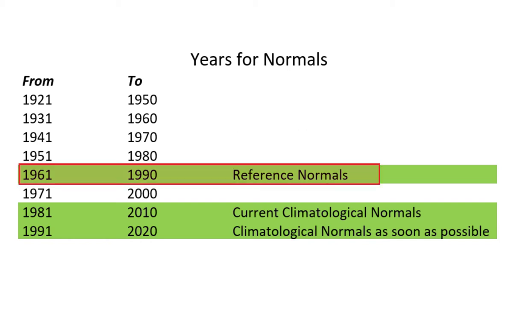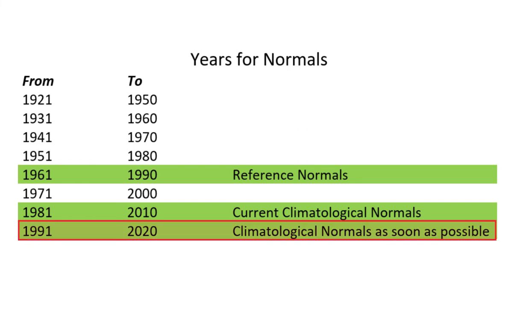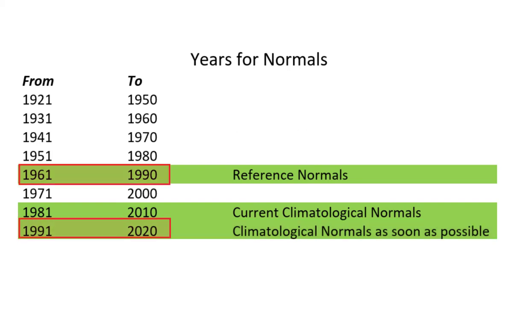They propose 1961 to 1990 be considered as reference normals, and hence should remain available. Climatological normals are for the most recent 30 years, and so should soon be for 1991 to 2020. Conveniently, these two periods will no longer overlap.